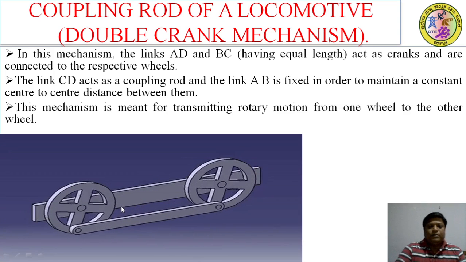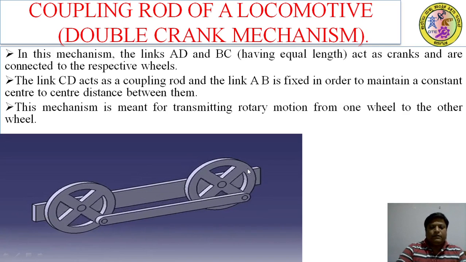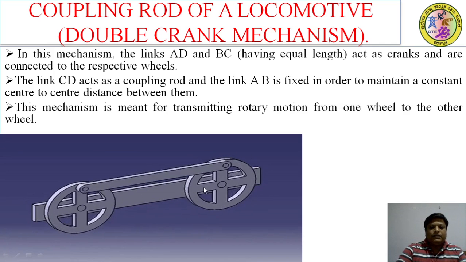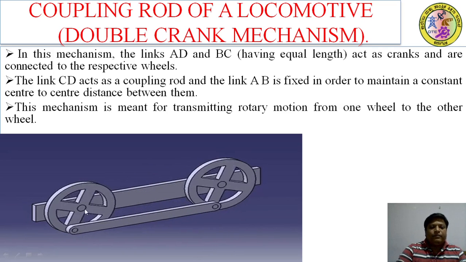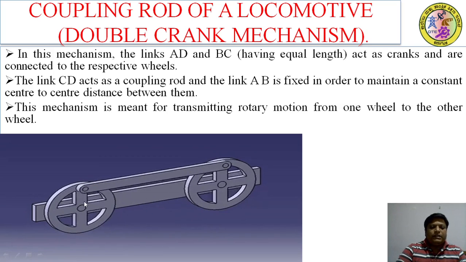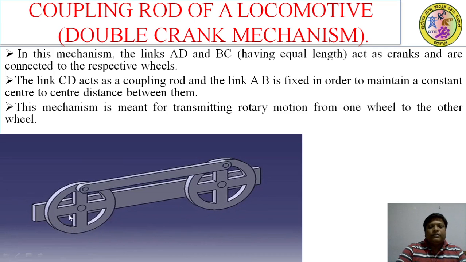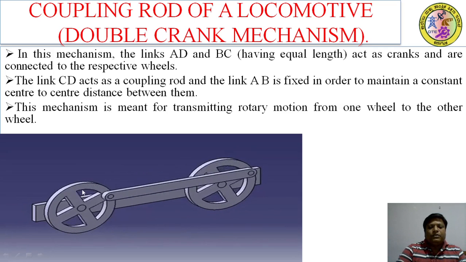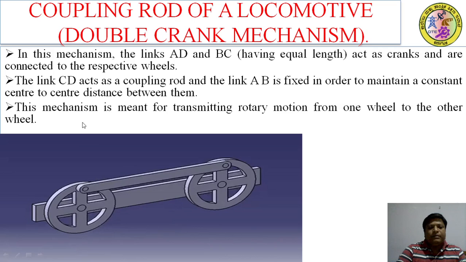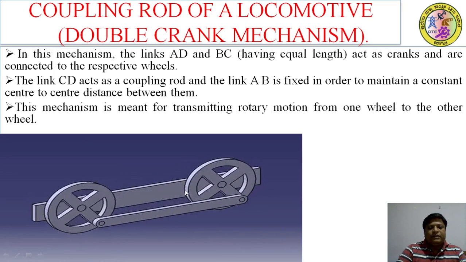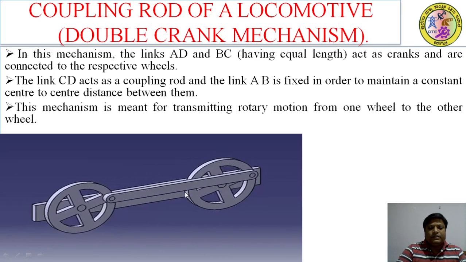You can observe, I will show one animation. Here are the two wheels. Here the crank, the wheel here is a crank. This is nothing but a frame. The crank will be attached to the wheel, so don't confuse. When the crank is rotating, the two wheels rotate. The link AB, the frame, is fixed. It will maintain a constant distance.